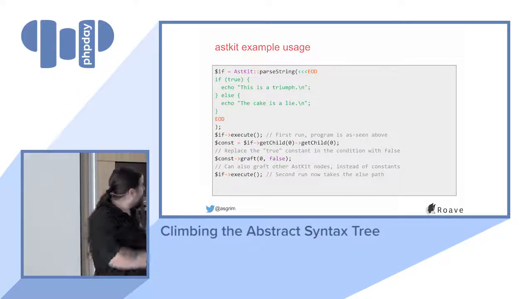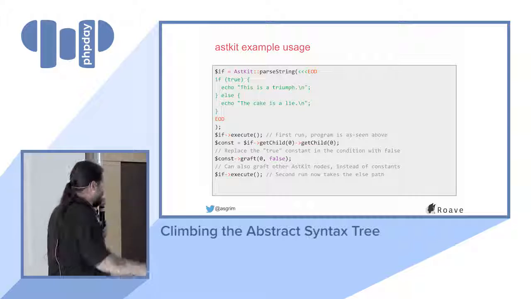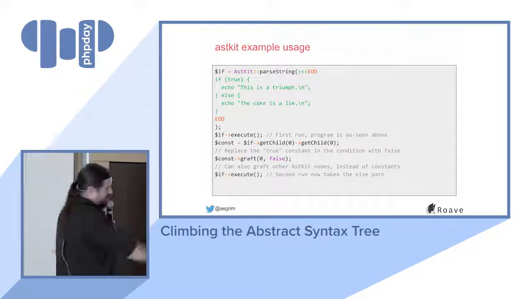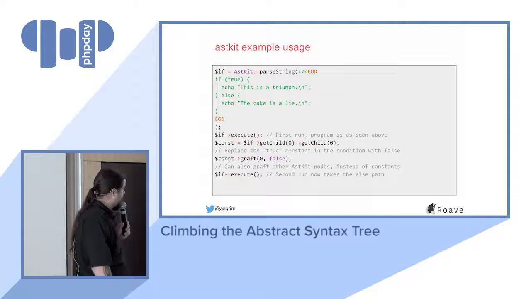So, say, for example, we have this: if true, this is a triumph, else the cake is a lie. This example is just taken from the README. I didn't write this.